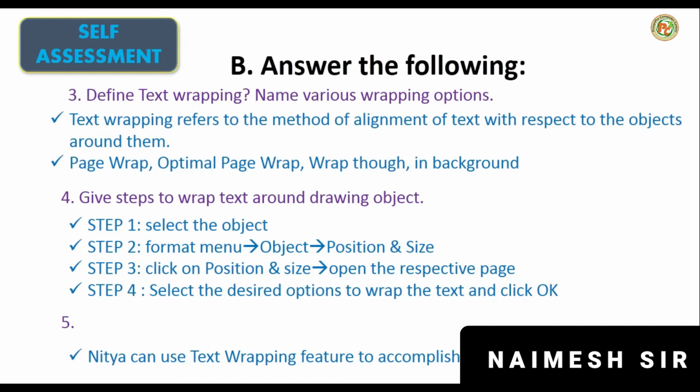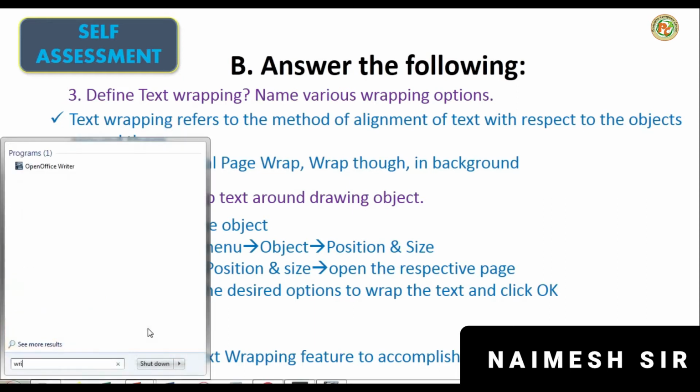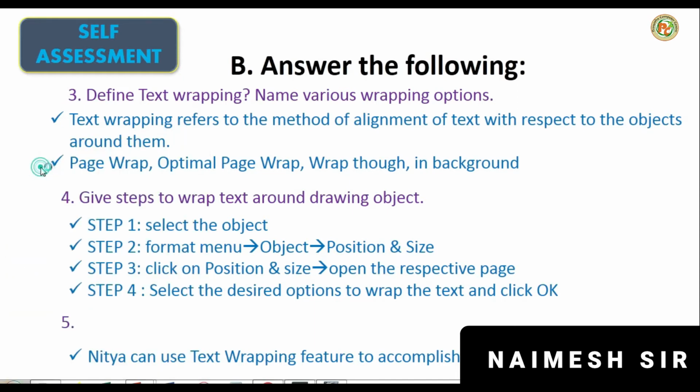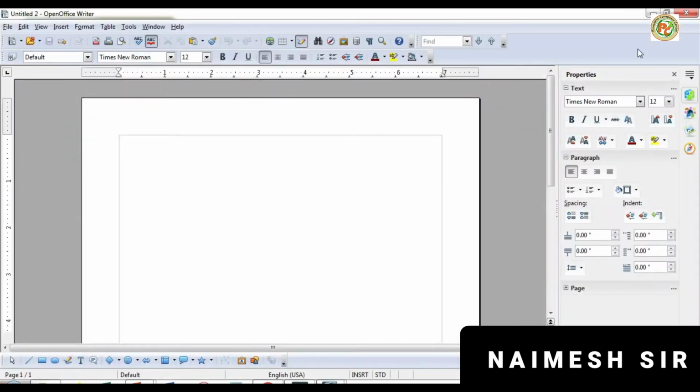Now we are going to start chapter number 5. For that, we have to start Writer first. So we will click here on Writer and Writer will appear here. Now in this we will learn about working with templates. Templates means predefined documents. In these we can change some necessary things and our work will be easy.